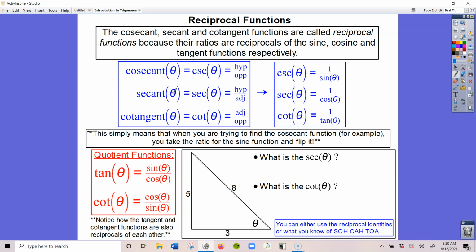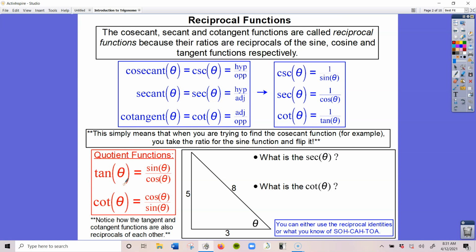Secant is the reciprocal of cosine. So instead of adjacent over hypotenuse, it's the hypotenuse over the adjacent. And cotangent is the reciprocal of tangent. So instead of opposite over adjacent, it's adjacent over the opposite. This is basically what you can follow in order to find these trigonometric functions. Or you can look at the values that you got for sine, cosine, and tangent, and then flip them, which is essentially what this means. 1 over sine means the reciprocal of sine. So whatever sine is, flip it around.